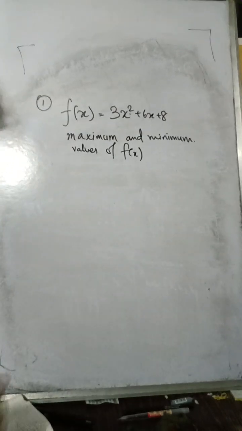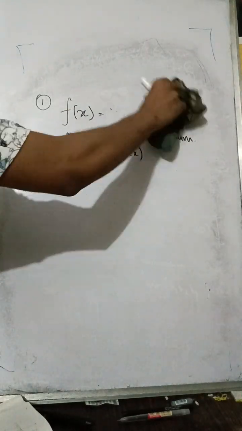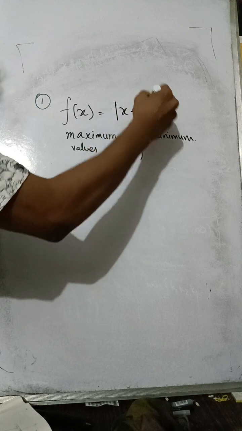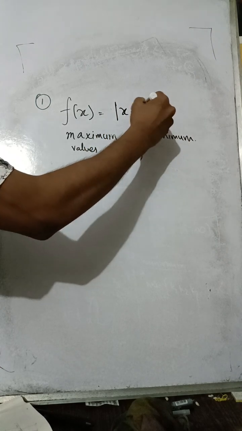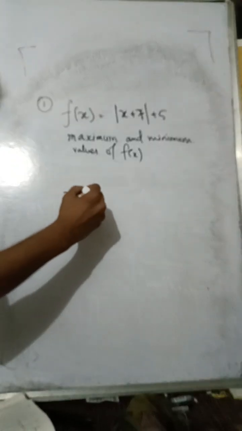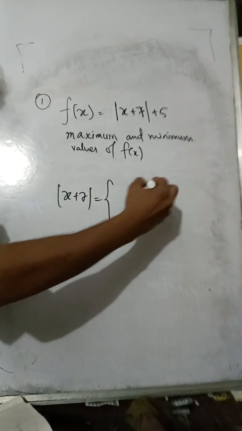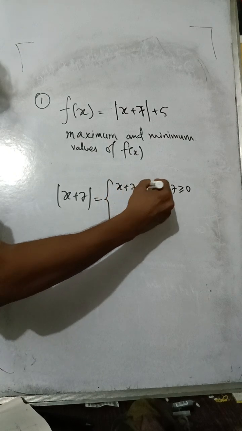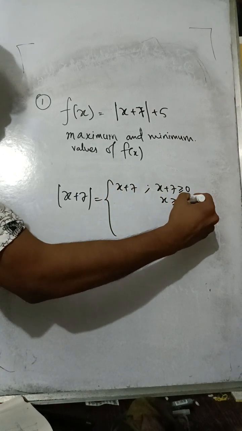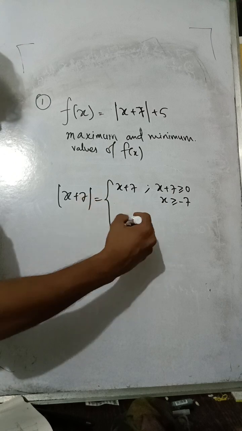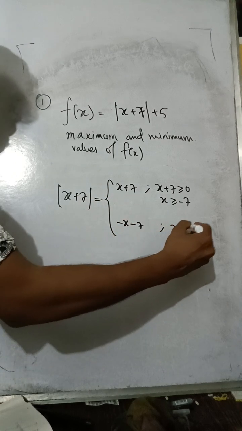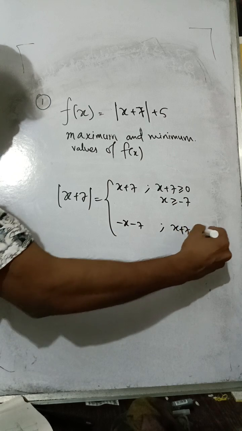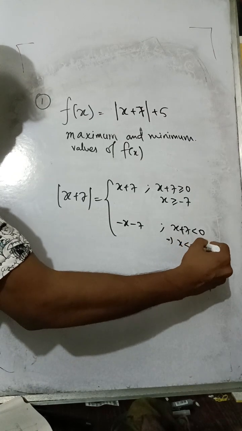For example, let's do something like this, modulus of x plus 7 plus 5. Okay. Now what is x plus 7 modulus? X plus 7 modulus means that it will be x plus 7 if x plus 7 is greater than or equal to 0. It means x is greater than or equal to minus 7. And it will be minus x minus 7 if x plus 7 is strictly less than 0, or x is strictly less than minus 7.